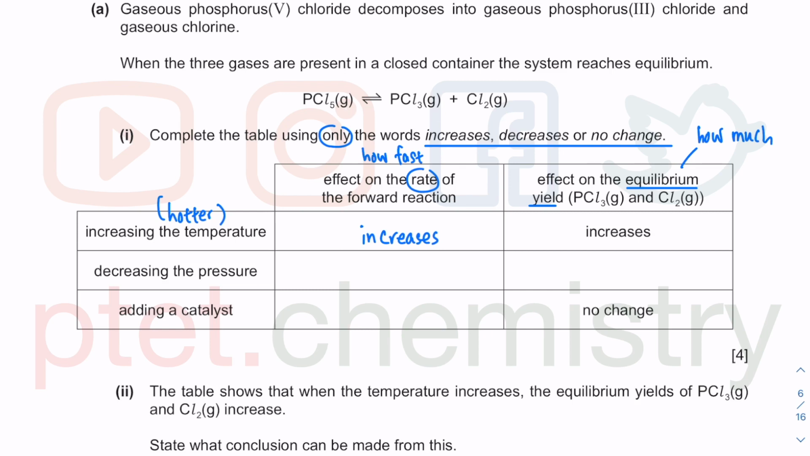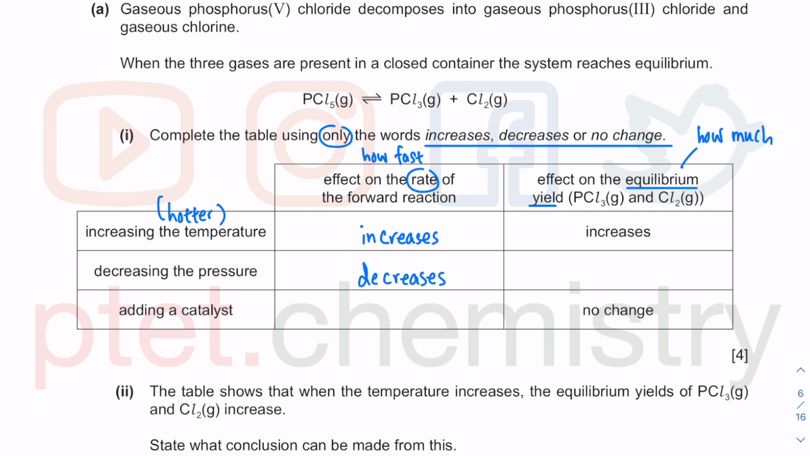So pressure affects gases. As you squeeze the particles closer together, that is increasing pressure. They will collide more frequently. But this is going the opposite way. This is decreasing the pressure. So that means the particles are going to be further apart, and therefore they collide less frequently, and therefore rate of reaction should decrease.